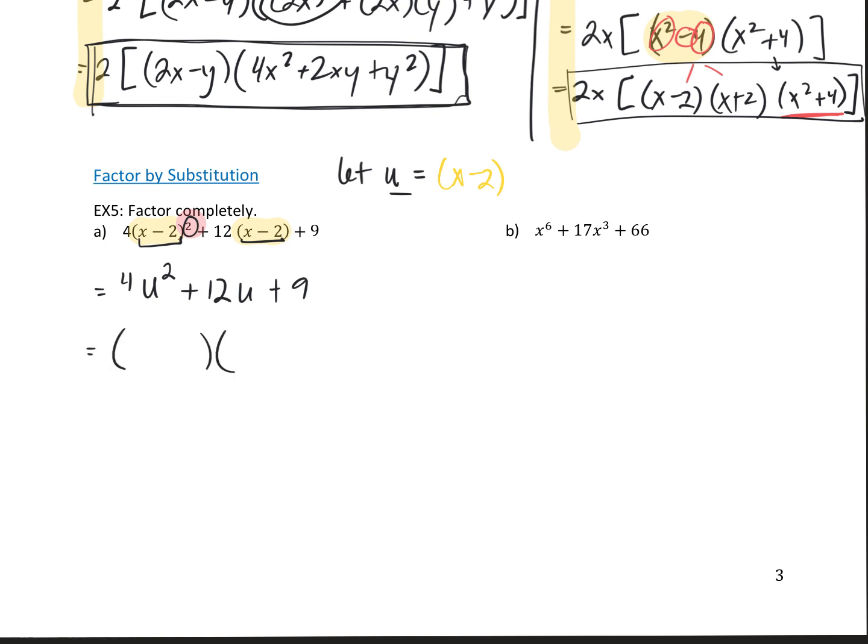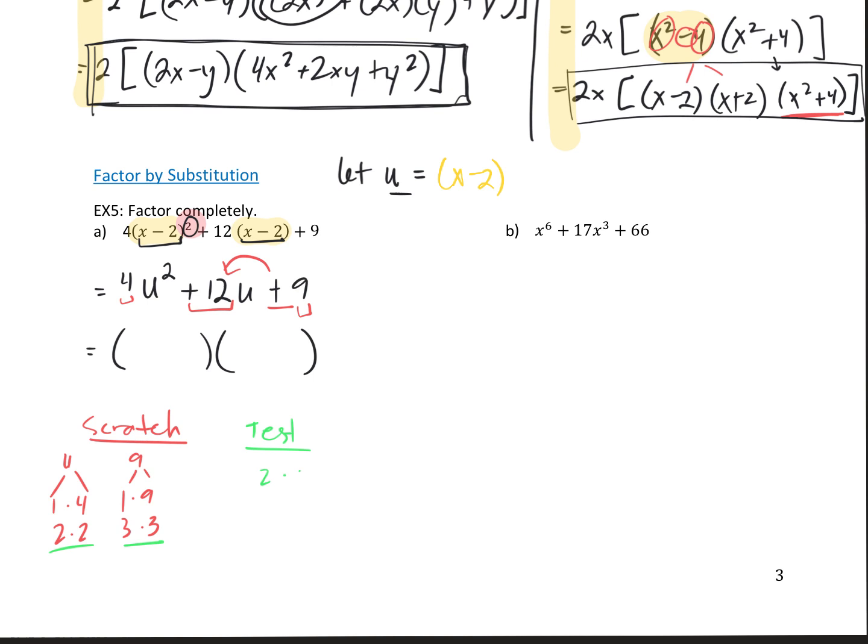So we'll go ahead and factor that. Let's see, what is the question of this? How do you add to get a positive 12? And we have to look at the factors from 4 and 9. So here's some scratch work. Factors of 4 are 1 times 4 and 2 times 2. What are factors of 9? 1 times 9 and 3 times 3. We want to add to get 12. So I'm going to go ahead and test. I'll pick the 2 times 2 and the 3 times 3.